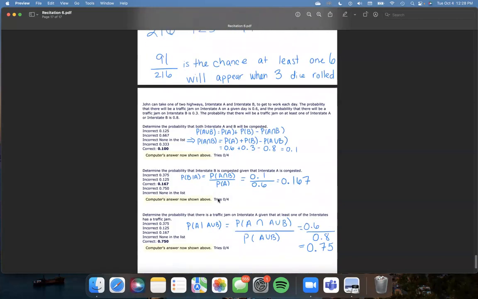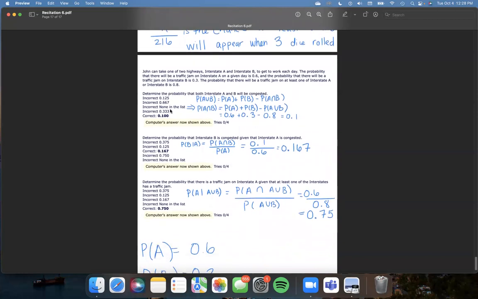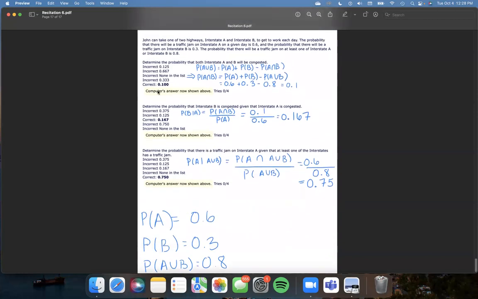Next is our last question. I'll just show you all at once. John can take one of 2 highways, Interstate A and Interstate B, to get to work each day. The probability that there will be a traffic jam on Interstate A on a given day is 0.06. The probability that there will be a traffic jam on Interstate B is 0.3. The probability that there will be a traffic jam on at least one of Interstate A or B is 0.8.